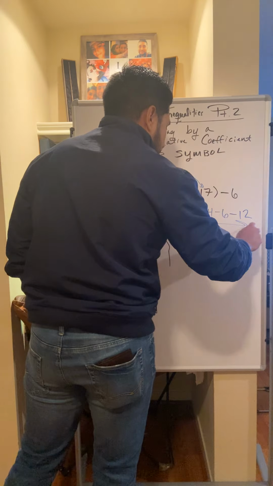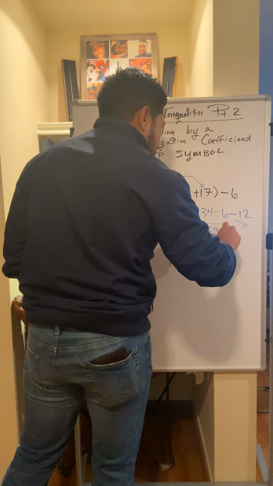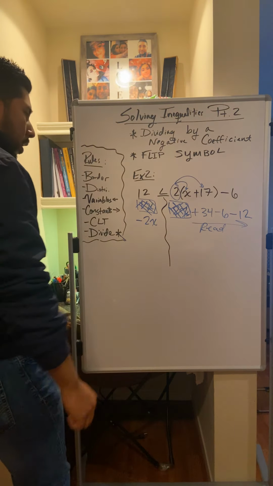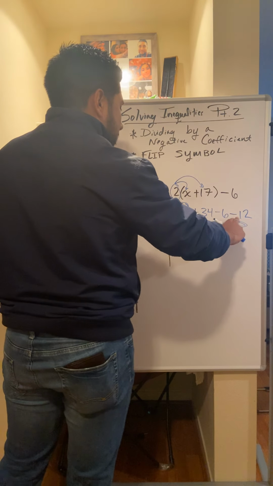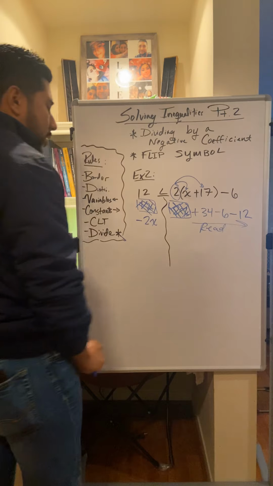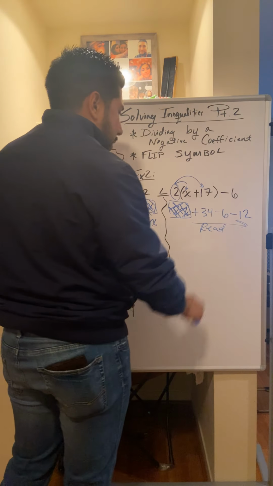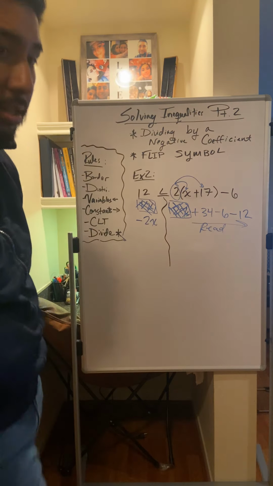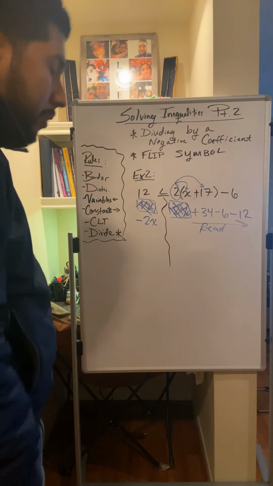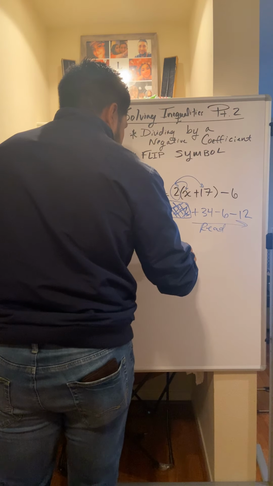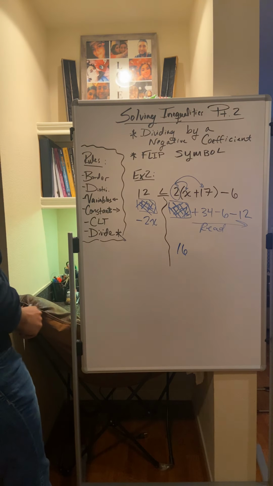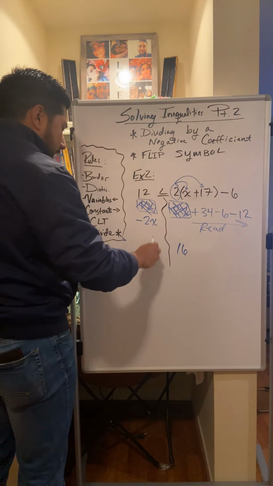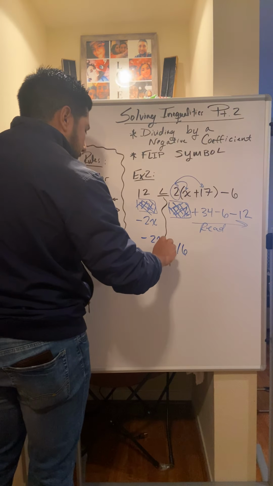Don't forget, we need to read. 34 minus 6 minus 12. Put that in your calculator real quick. 34 minus 6 minus 12. That gives me 16. Just gonna bring it down. I don't need to make it too complicated. Bring down this negative 2x.